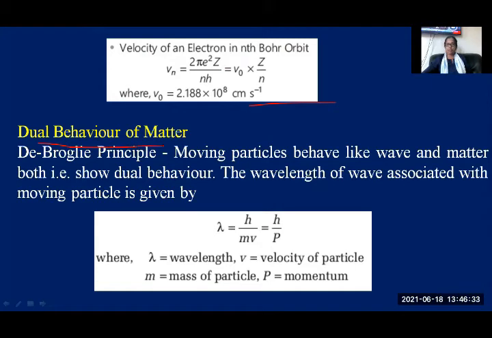Okay, dual behavior means it can behave both like a particle as well as a wave. Okay, so de Broglie proposed a theory. So as per de Broglie's theory, a moving particle behaves both like a wave as well as matter.